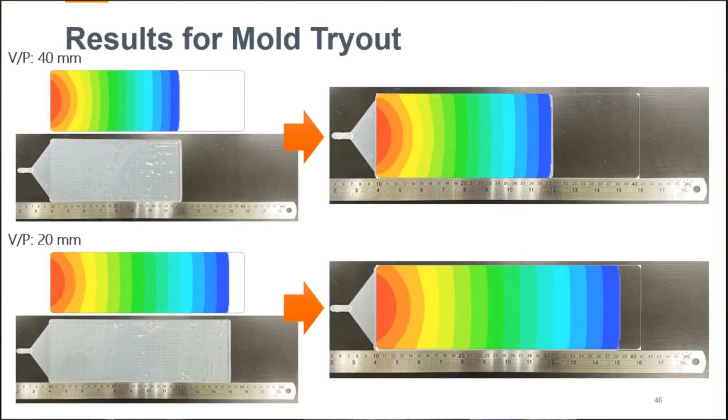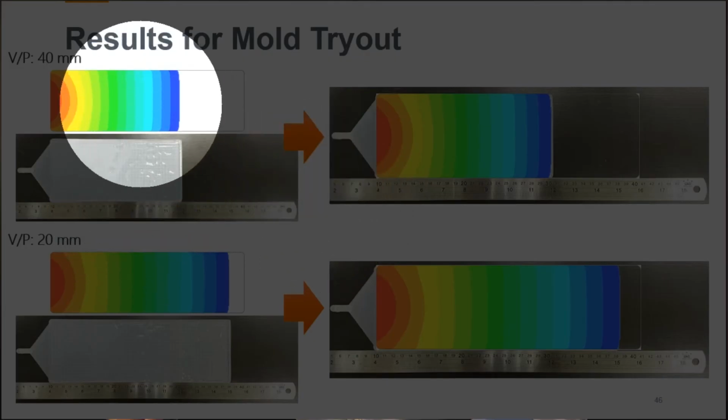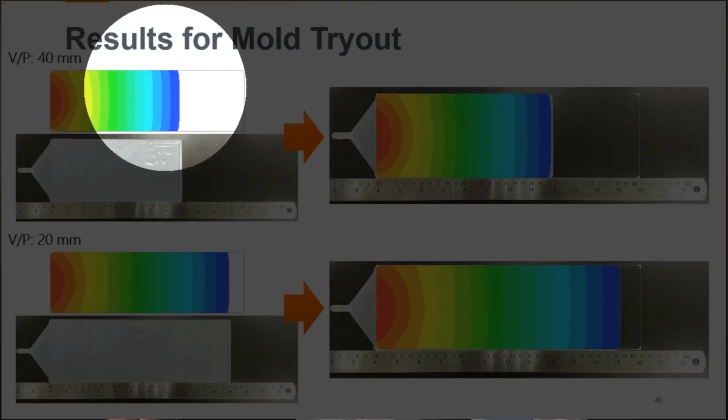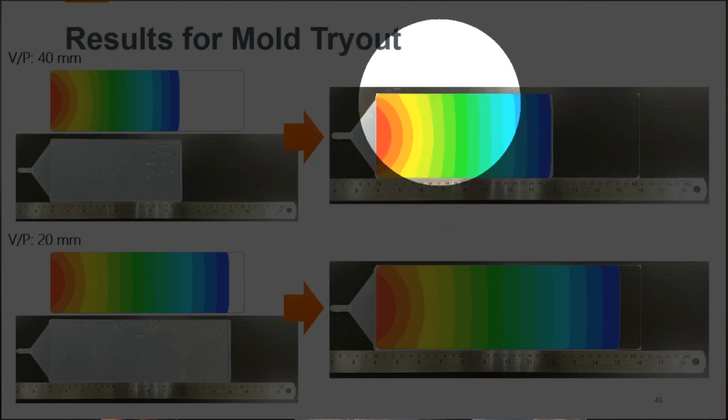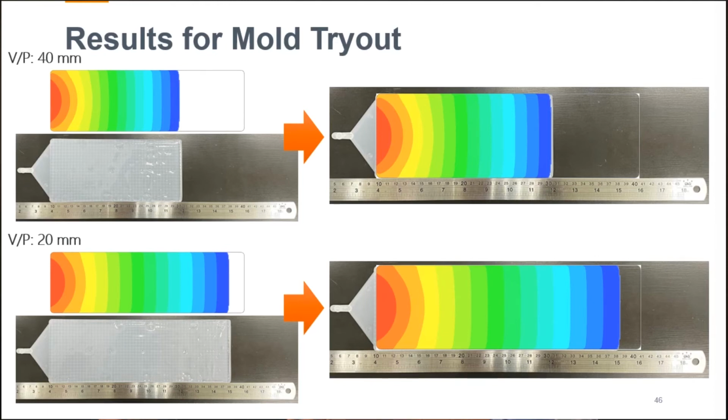Okay, not just the response curve, but also the real part. So we have done two different short shot parts with different VP switch points. Number one is the VP switch at 40 millimeter. Another one is VP switch at 20 millimeter ram position. And then we overlapped the real short shot part and our simulation result, and we look at the overlap result. Our simulation result is exactly the same as the real short shot part.